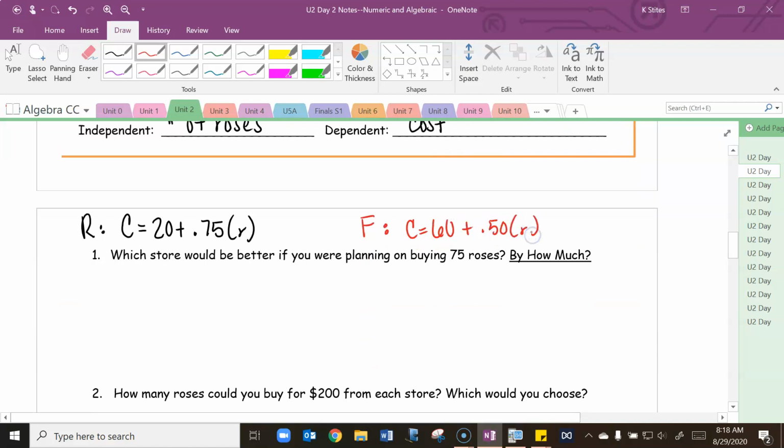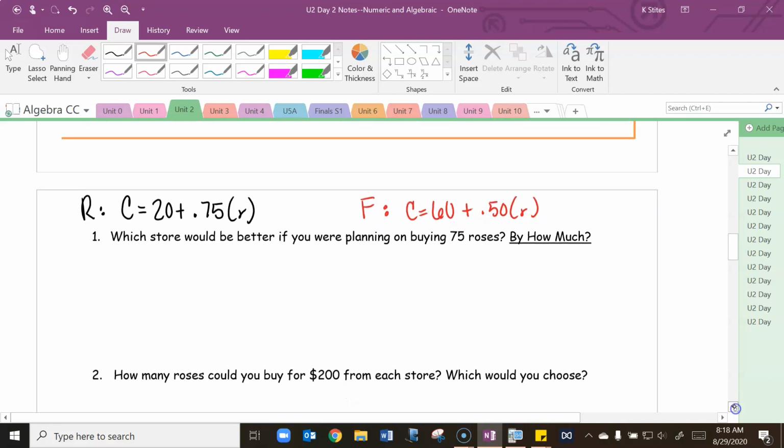Okay, so now let's see if we can answer this question. Which store would be better if you were planning on buying 75 roses? Well, let's take a look. We're talking about 75 roses, so that's not the cost, C, but R, the number of roses. So I am just going to plug 75 in for R in each of my equations.